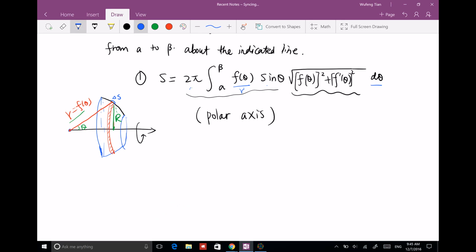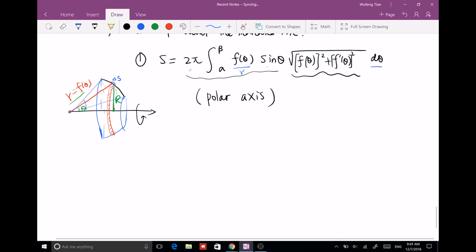Okay, so it's 2 pi f times sine theta is the circumference of this circle. The circumference multiplied by the h is the surface area. Take the antiderivative from gamma to beta, and that gives the surface area.